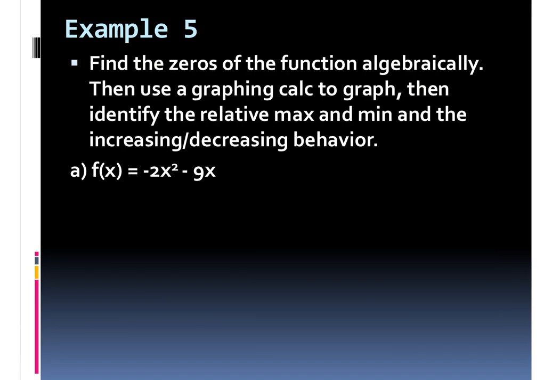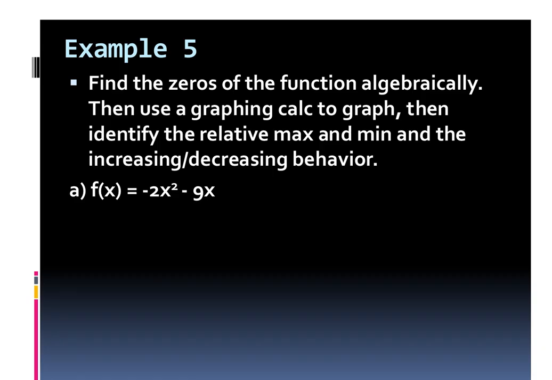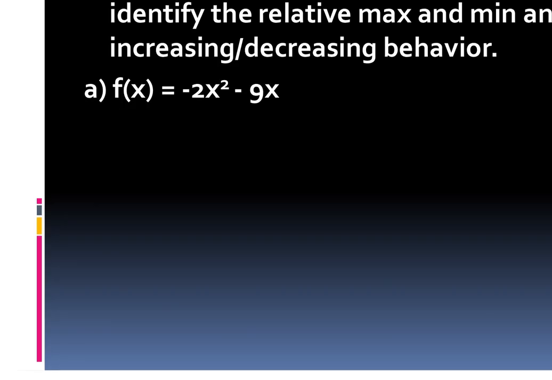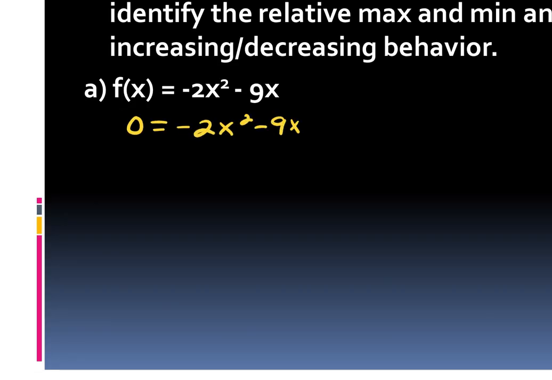So I'm on example 5, and it says find the zeros of the function algebraically. Then use a graphing calculator to graph. Then identify the relative max and min and the increasing, decreasing behavior. So how do I find the zeros algebraically? Good. I'm going to set it equal to 0. And then solve however I have to solve, but this time we're factoring.